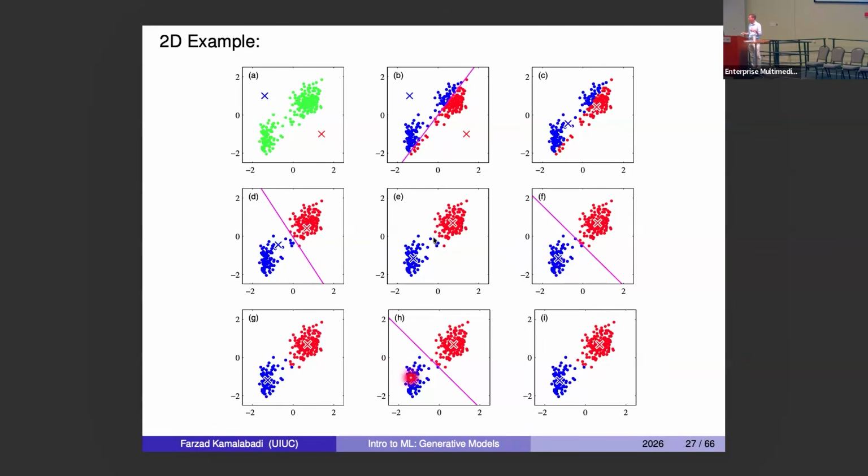And if I repeat it enough, after a while, I realize that I'm not changing anything, and that's how you end up with these two clusters separated. That's k-means. It's intuitive, but how do we formulate it?